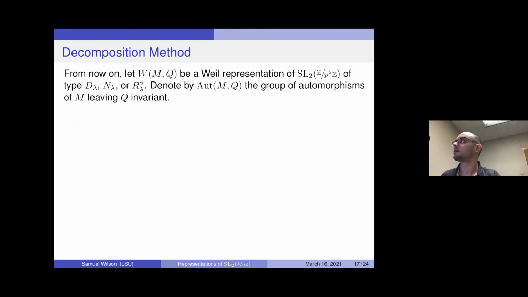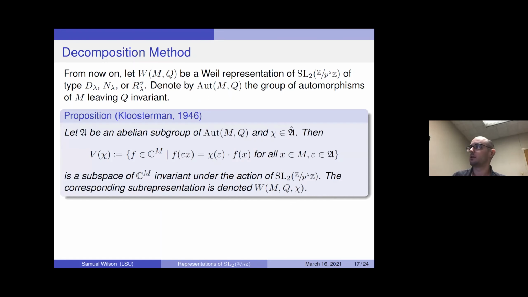All right. So the method by which we do this is by decomposing it. And so if we consider a representation of one of those three types and we look at its group of automorphisms, then we have this proposition by Klosterman. So if we take an abelian subgroup of the automorphisms, then we can decompose it into the character subspaces. Okay, and we call that subrepresentation W of MQ chi.